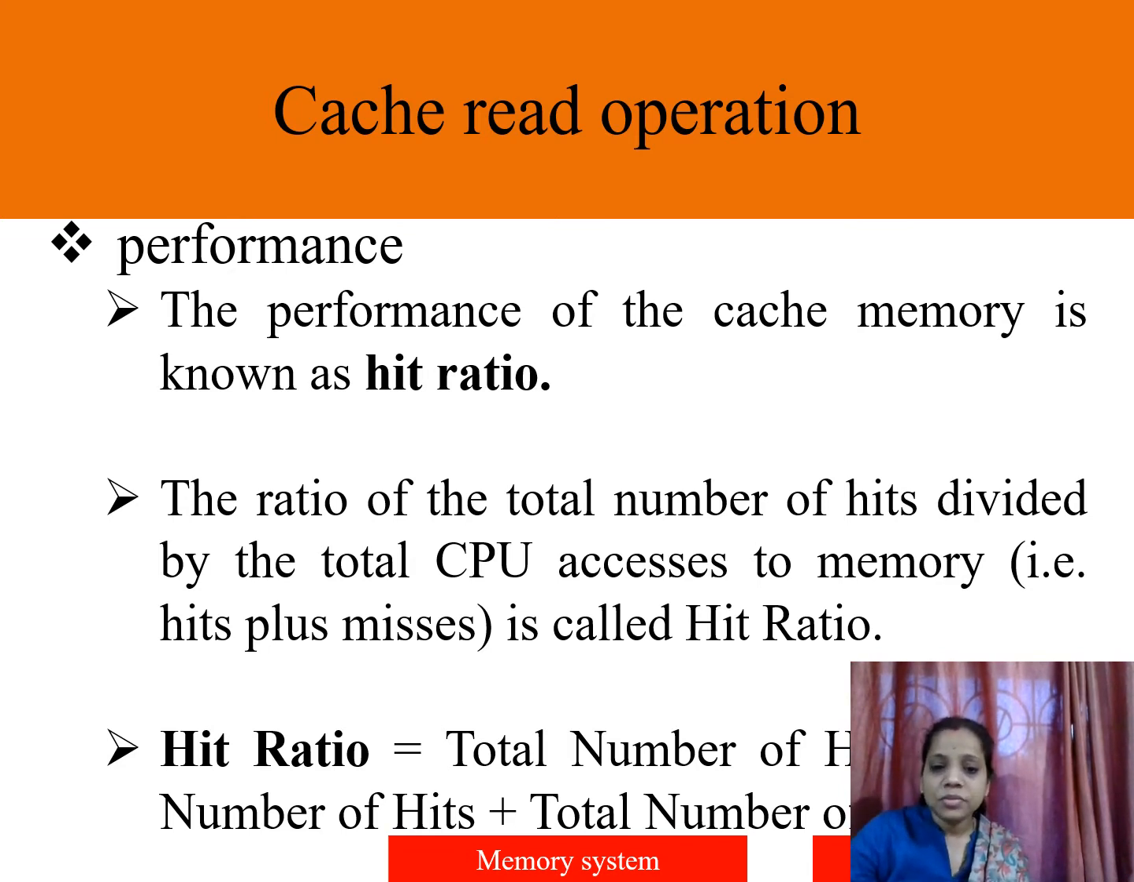Here you can see how we calculate this performance parameter of cache memory. Hit ratio is equal to the total number of hits divided by the total number of hits plus the total number of misses, or you can call it the cache access. Total number of hits divided by total number of cache accesses.